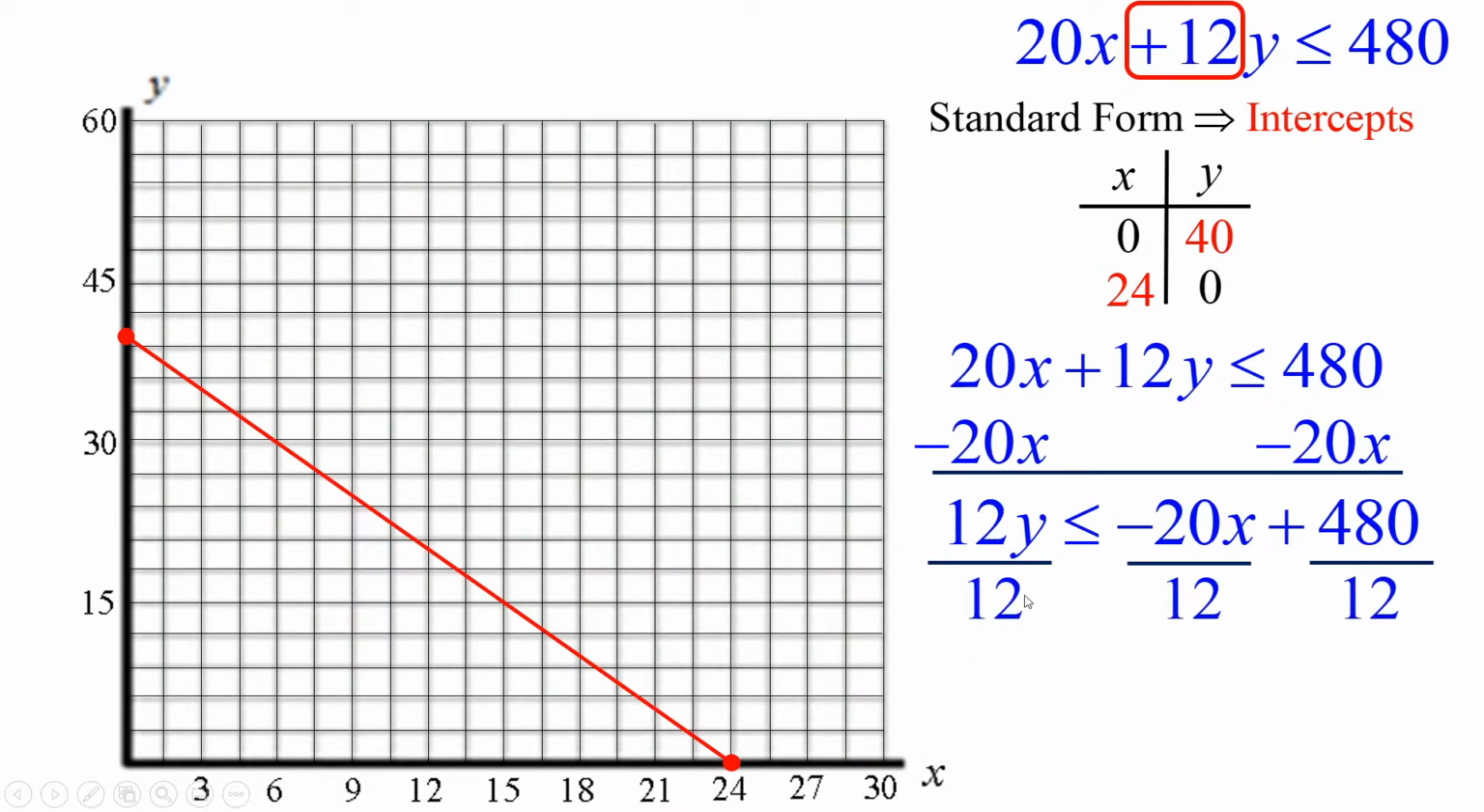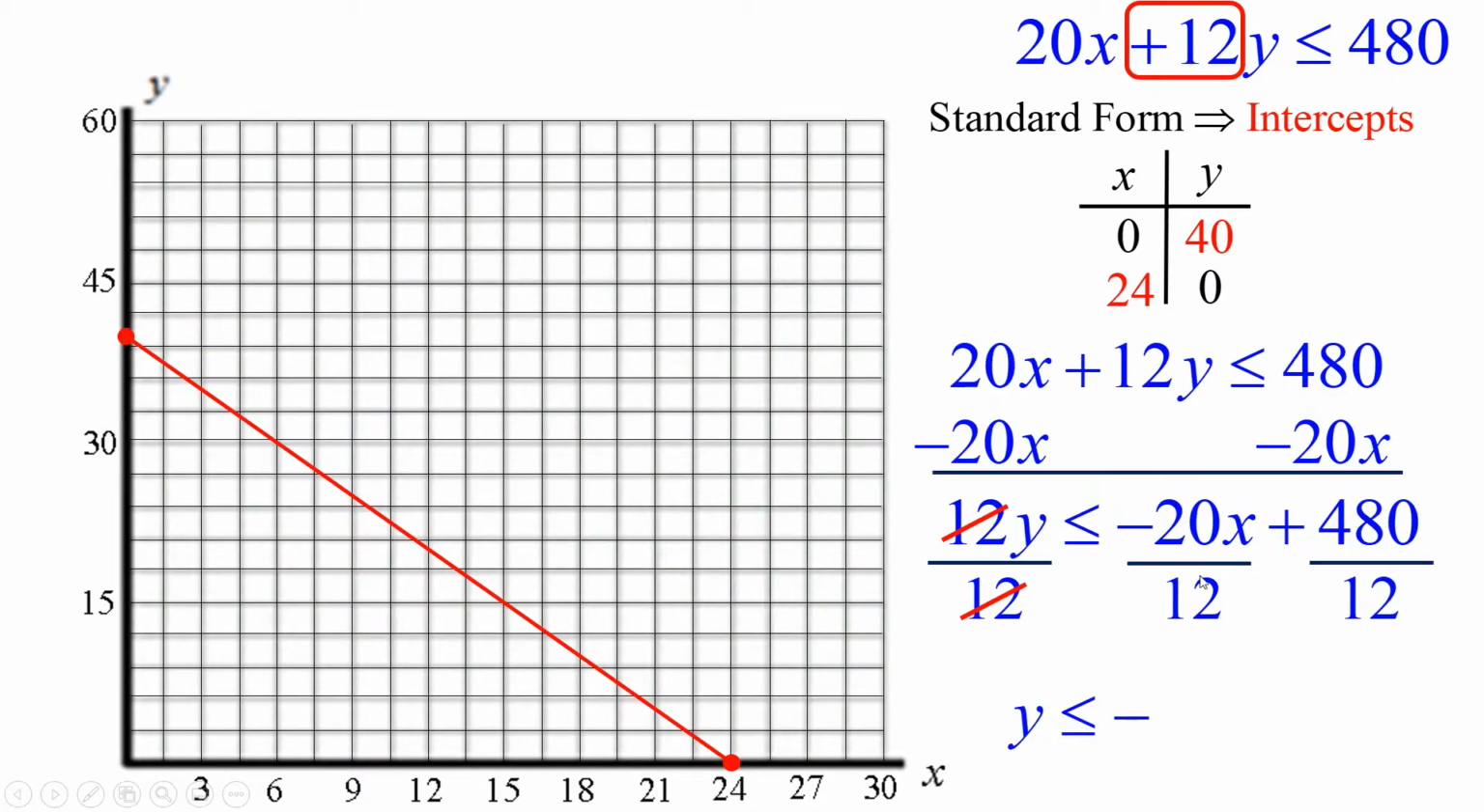All right, we divided everything by a positive number, so the inequality, like we said up here, it's not going to change. It's still going to be less than or equal to. And on the left, my factors of 12 will cancel, leaving my factor of y. Y is less than or equal to. And a negative over a positive is negative.